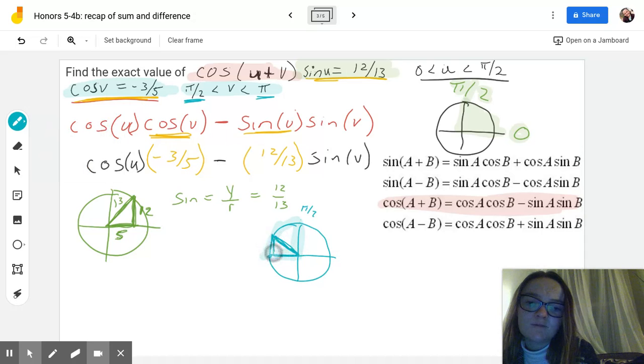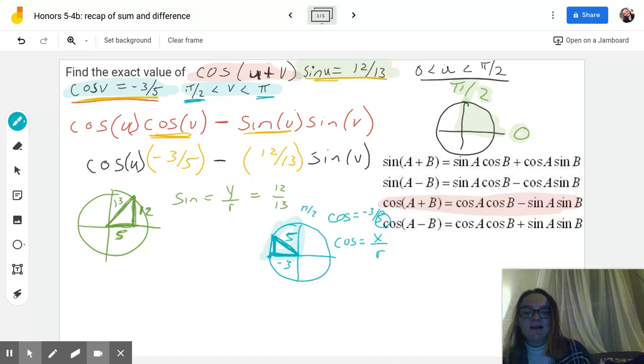It doesn't have to be perfect. Something like that. Okay, so I know that cosine is equal to negative 3/5. I also know that cosine is equal to x over r. r is never negative, so r is going to be 5 in this case. And my x value is going to be negative 3, which makes sense because I'm in that second quadrant, so my x value should be negative.